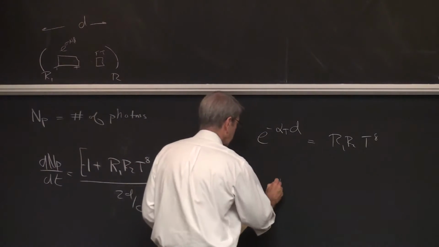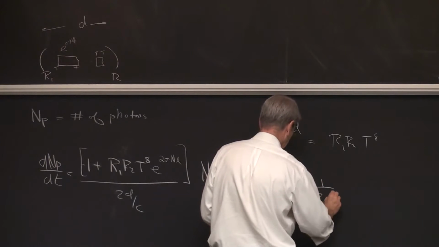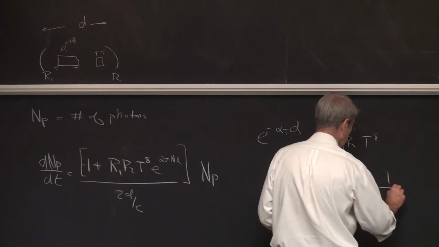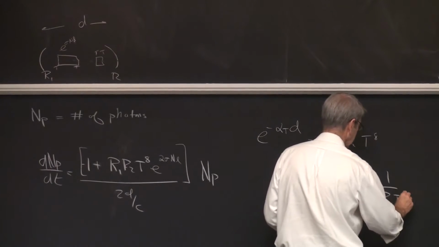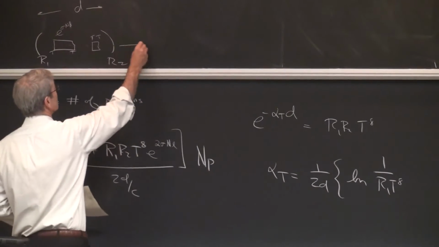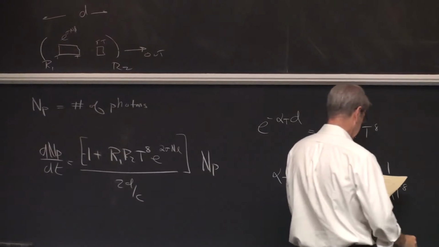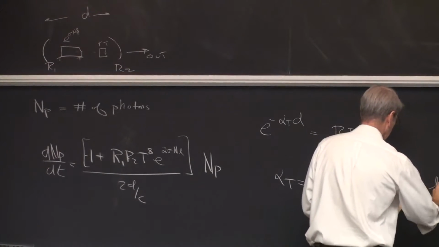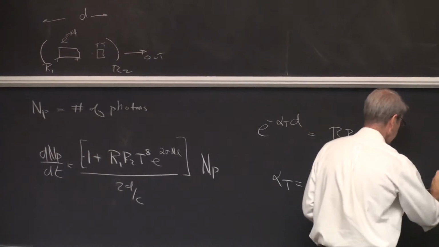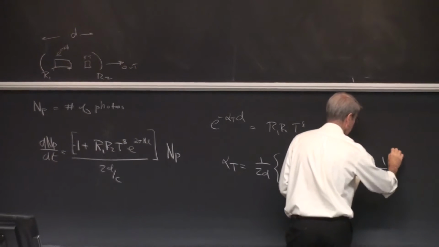And we say, okay, we can do that if we define alpha in this form, and we do it in a handy way. We do 1 over 2d times the log of 1 over R1 t to the 8th. I'm going to take R2 out because R2 is my output. Plus 1 over 2d times the log of 1 over R2.